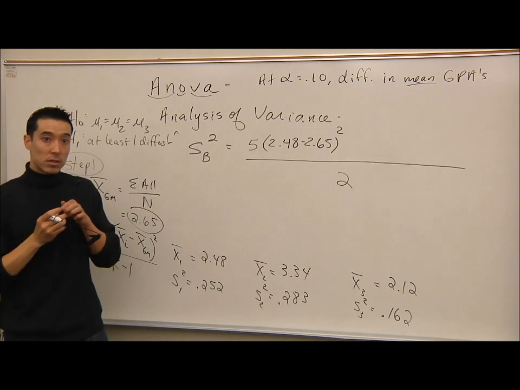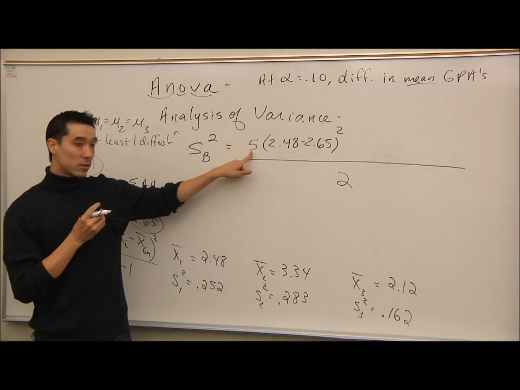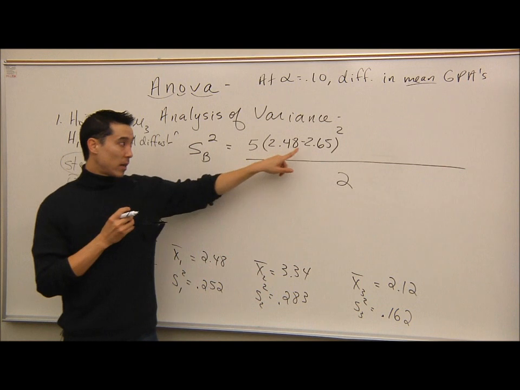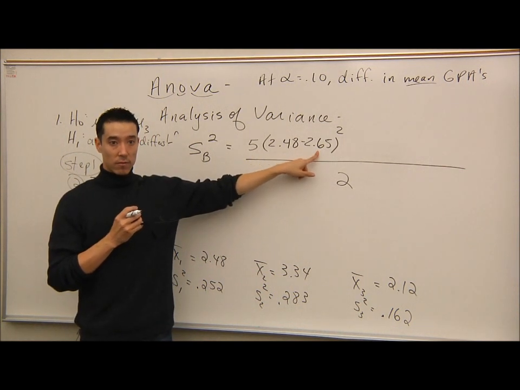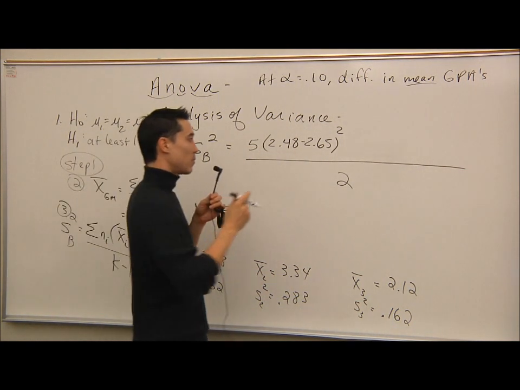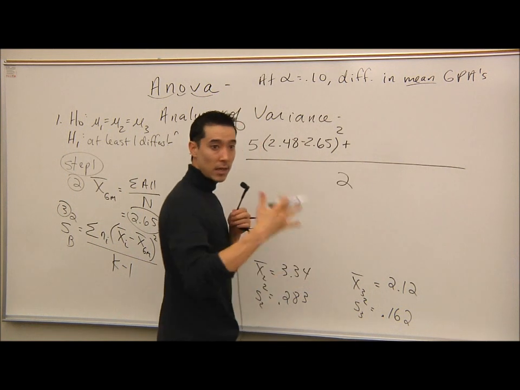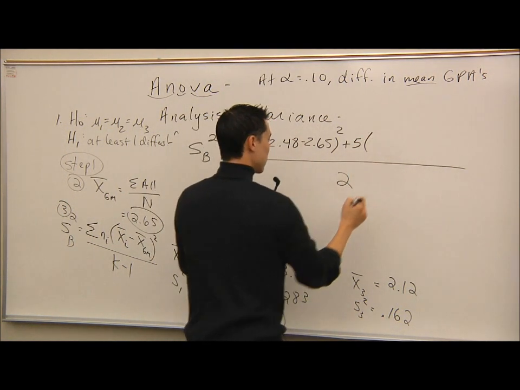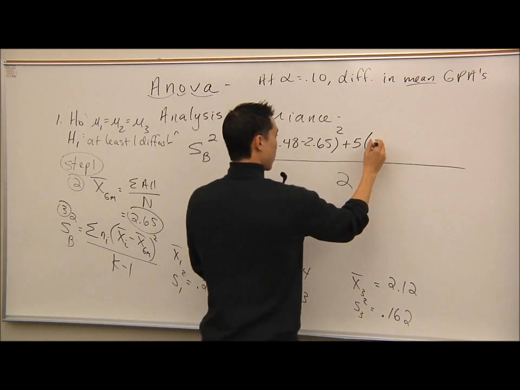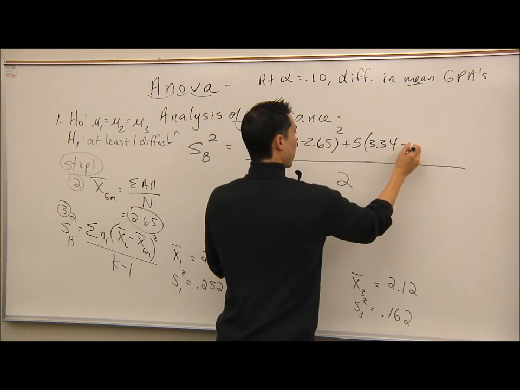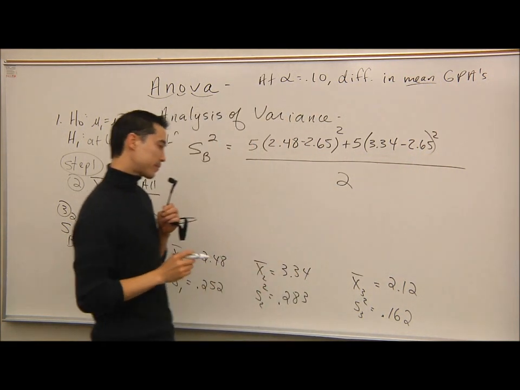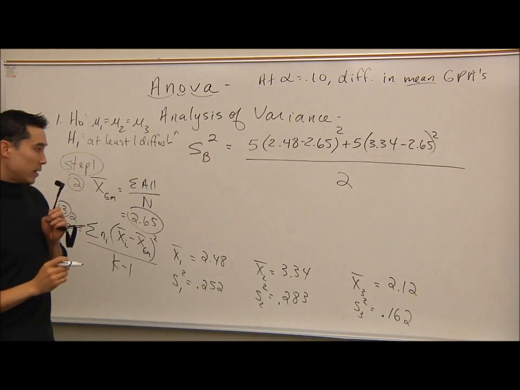Okay? So just to reiterate what I did, I went to the first group. There were 5 people in the first group. The first sample mean was 2.48, and the grand mean is 2.65. Okay, plus, because we're summing. Then we move over to the next group, the basketball players. There were 5 basketball players. What was the average of the basketball players? It was 3.34 minus the grand mean squared. Okay? That square symbol's on the outside of the... It is, on the outside, yes.